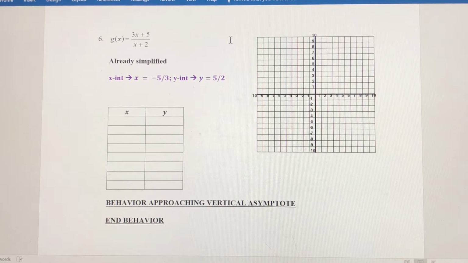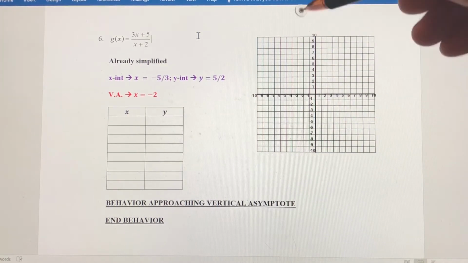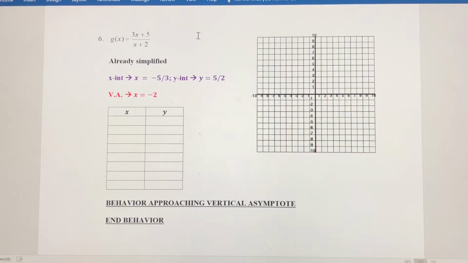All right. Next thing we want to do, the vertical asymptote. Again, we're going to talk about removable discontinuities in the future. These are all going to have vertical asymptotes. We want to take this denominator, set it equal to 0, and that gives me a vertical asymptote at negative 2. So we're going to have a vertical asymptote at negative 2, and the graph won't touch or cross that at any point in time.